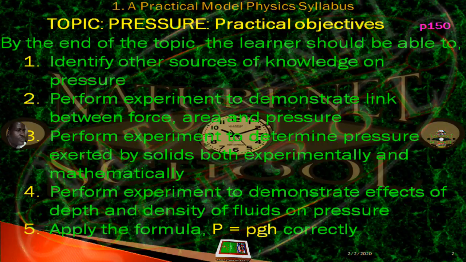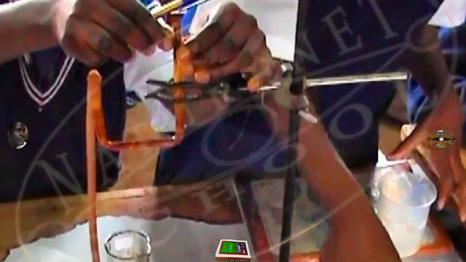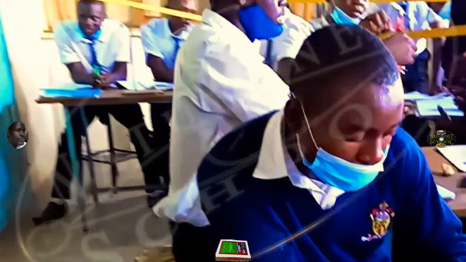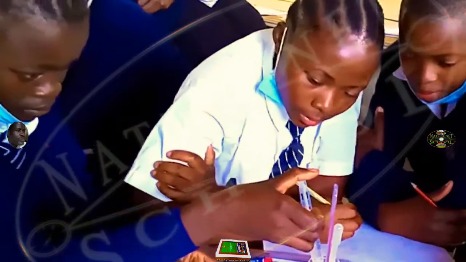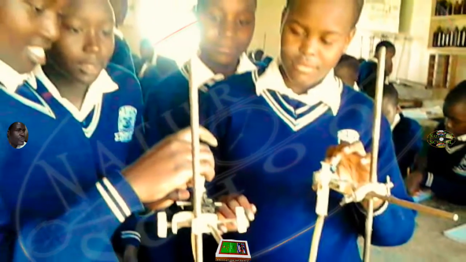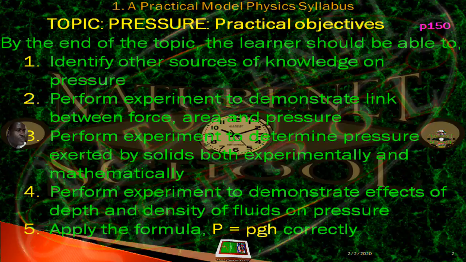Topic: pressure. Practical objectives. By the end of the topic, the learner should be able to identify other sources of knowledge on pressure, perform experiments to demonstrate link between force, area, and pressure, perform experiments to determine pressure exerted by solids both experimentally and mathematically, perform experiments to demonstrate effects of depth and density of fluids on pressure. Apply the formula P = ρgh correctly.